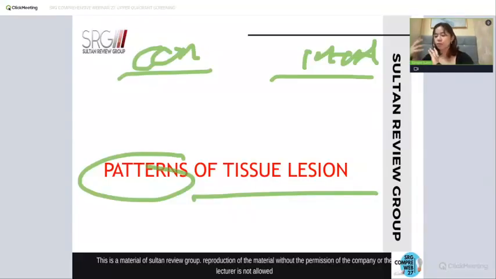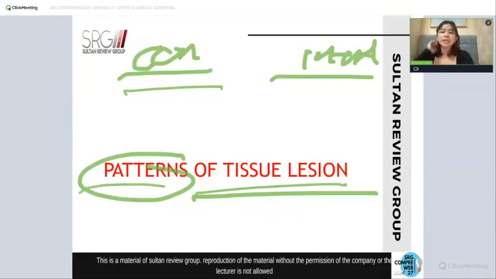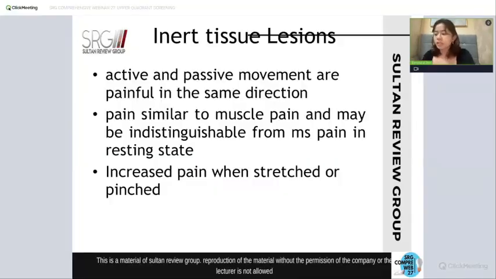So let's start with this one. So starting with your inert structures. So kailan natin malalaman na we're dealing with inert? So again, when we perform active and passive, tapos nagkaroon tayo ng positive pain po. And increase yung pain kapag nasa-stretch yung structures or when they are actually pinched. So what are the common patterns of tissue lesions?